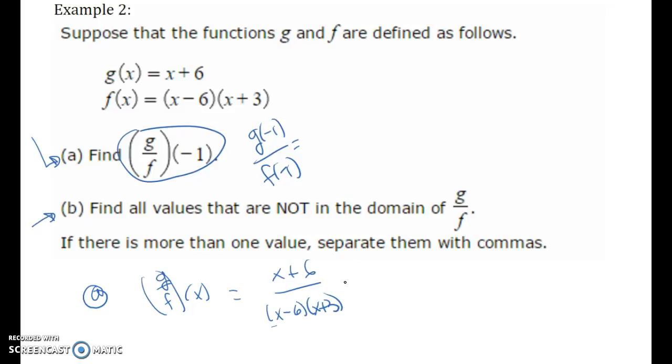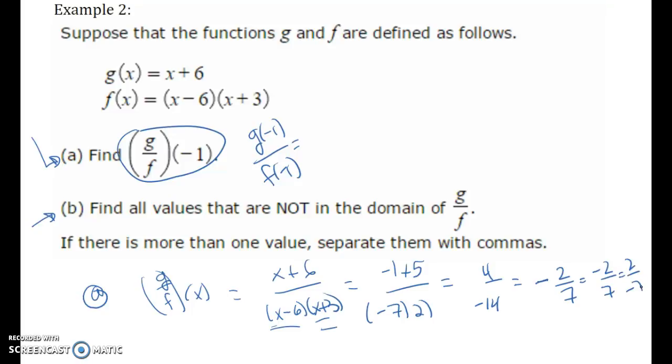plug -1 in for all these x's, giving me -1 plus 5 over, this would be what, -7? This would be +2. So my final answer would end up being what? 4 over -14, which I should reduce to -2 over 7. Doesn't matter if you put the negative in front or on the 2 or on the 7. So any of these answers would be acceptable. But in general, we tend to take that negative sign and put it in front of the whole fraction.